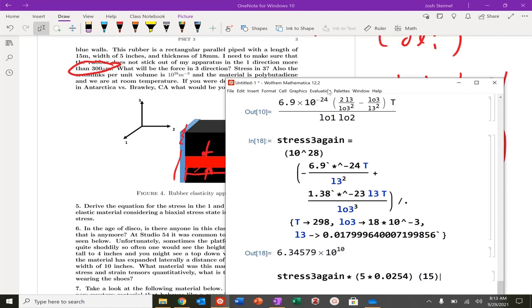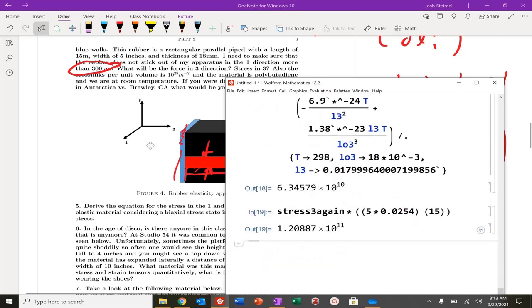So yeah, it's fairly ridiculous. If I look at the force, it's actually quite a tremendous force. So anyways, that's essentially your force.